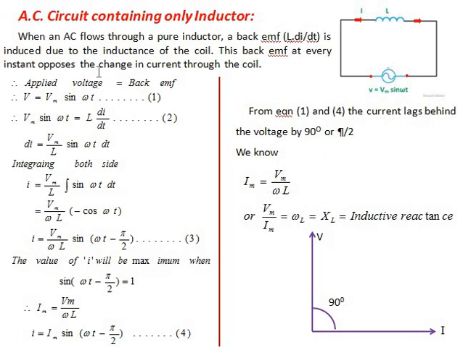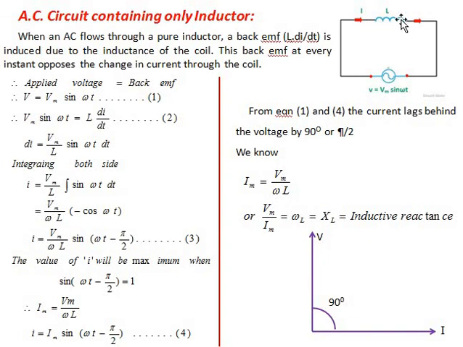Next, dear students, let us study the AC circuit containing only an inductor. You can see AC is passed through the circuit containing only a pure inductor. Then what happens to the phase difference of current and voltage? Let us see. When an AC flows through the pure inductor, we all know a back EMF L into di by dt is induced due to the inductance of the coil.